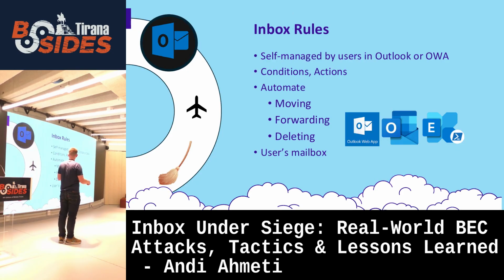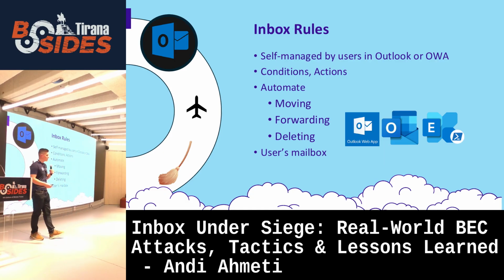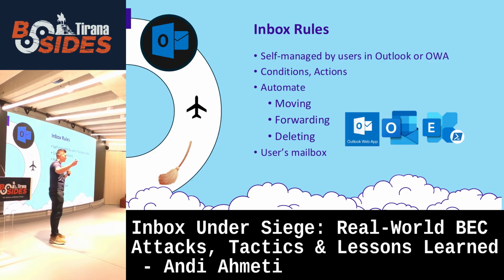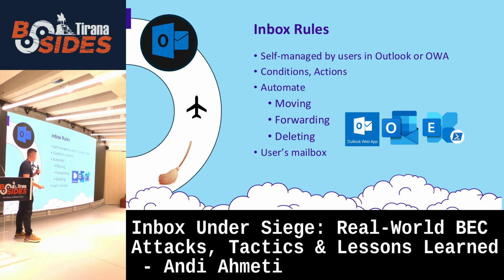But before diving in, let's talk about what inbox rules are. They are self-managed by users on the endpoint, so you have them accessible on your mailbox. And they consist of 2 things: conditions, what to look for, and actions, what to do after that condition is met. Some use case scenarios for automation are moving emails from one folder to another, forwarding them to another mailbox or externally, and just deleting them. You can interact with them through the Outlook web application, the thick client, and the PowerShell Exchange module, which we're going to use for some obfuscation techniques.